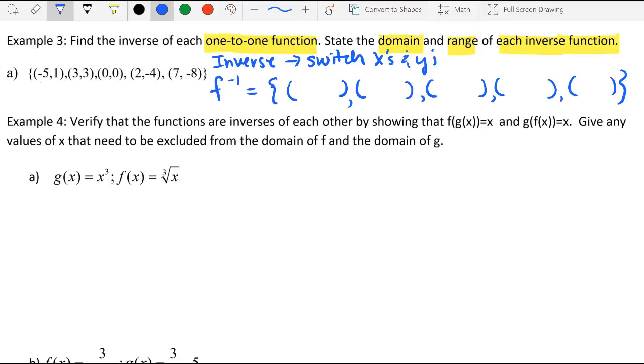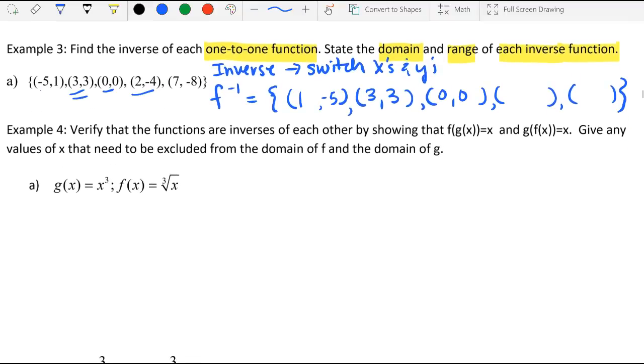So here we go. The inverse is simply going to be switching x and y. X used to be -5, is now y. Y used to be 1, is now x. Is that simple? This one, they're both 3, 3, so even when you switch it, it's still 3, 3. This one is 0, 0, you switch it, it's still 0, 0. This one is 2, -4, so it should be -4, 2. This one is 7, -8, so it's now -8, 7. See how easy that was?